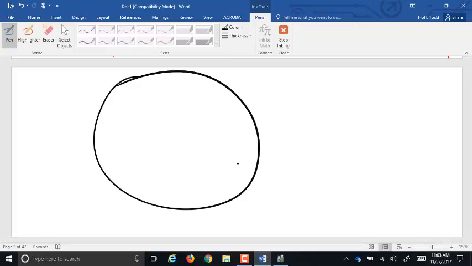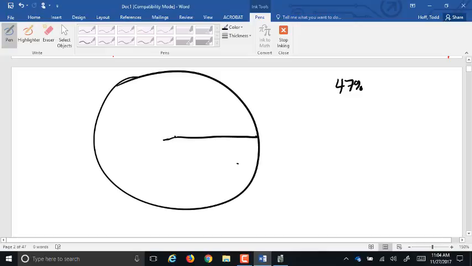And we have the individual income tax is 47%. So what portion of a circle is that? About a quarter, about a half? No, the individual income tax is 45 or 47%. So how big of a portion is that? Just a little less than half. There we go. 47%. That's the individual income tax.